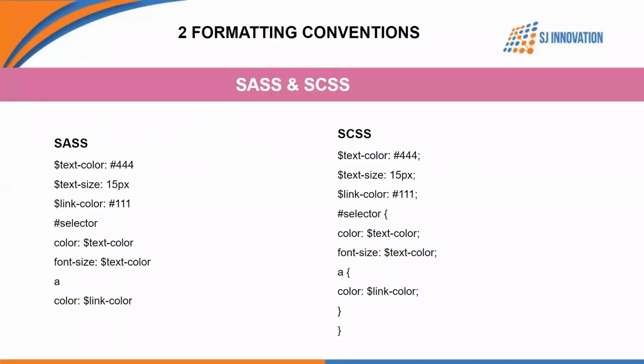And the next one is the two format conventions of SASS and SCSS. Initially, SASS was part of a preprocessor called Haml, designed and written by Ruby developers. So that's why it's similar to Ruby. It has no semicolons or brackets, it just has the declaration of the text and all that.